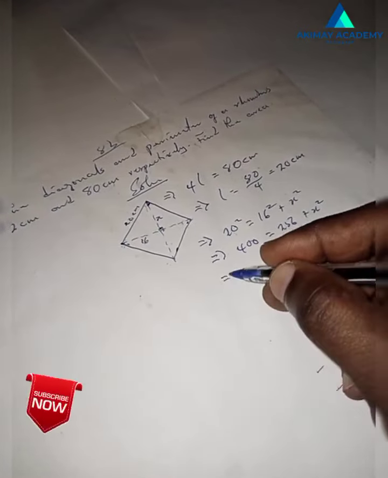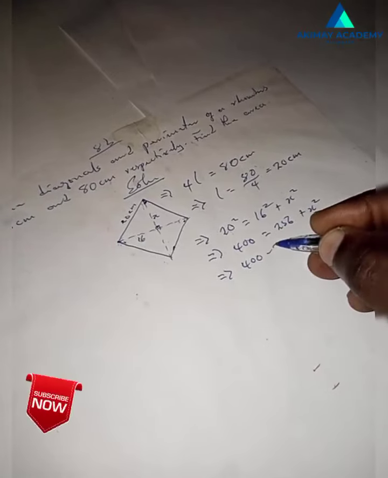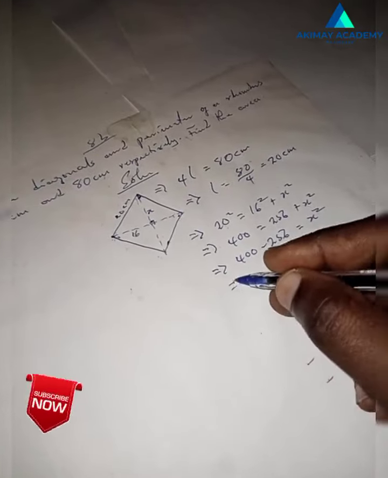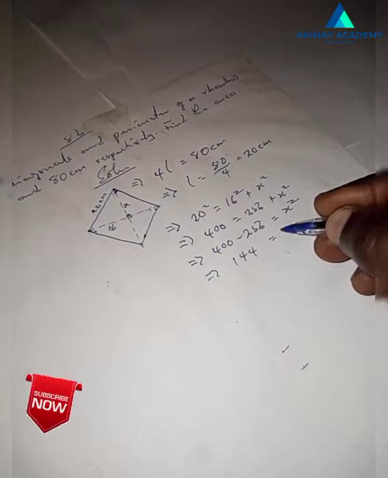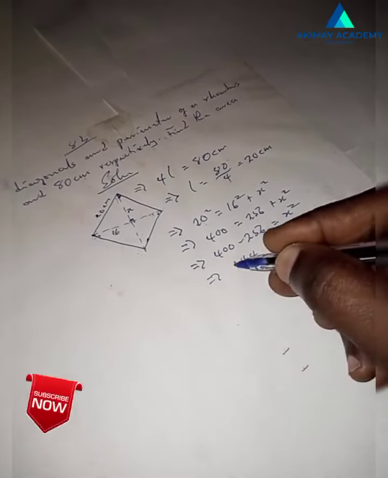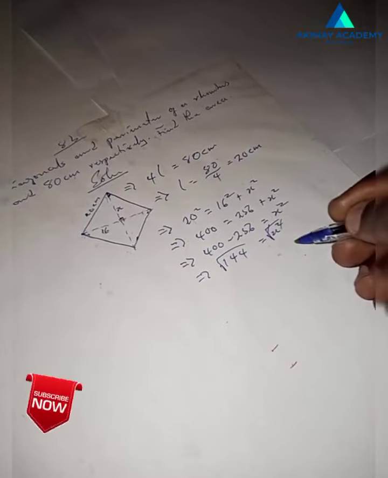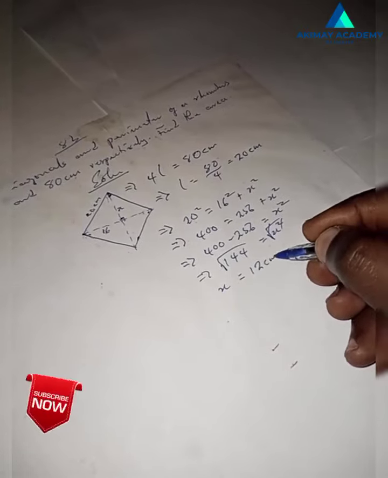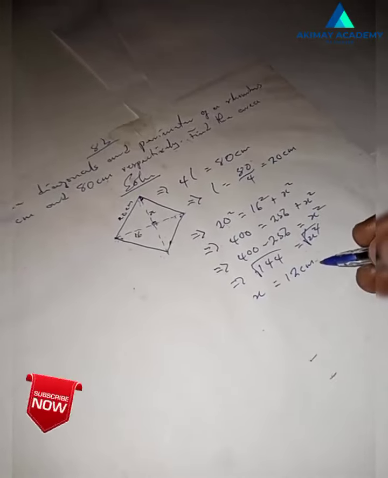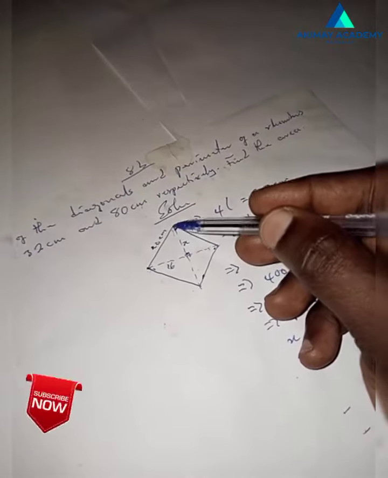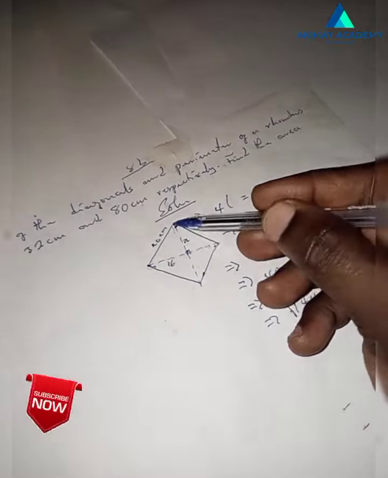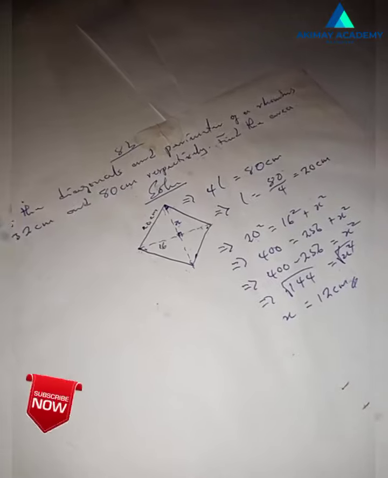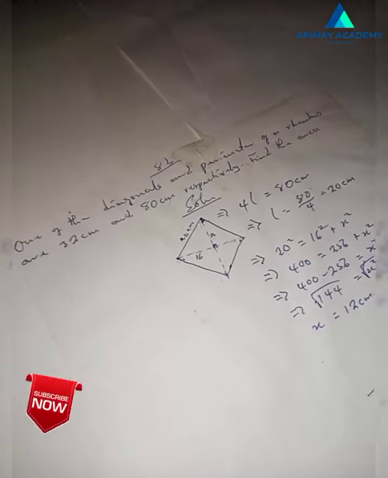So we send this one to the other side. Then we have 400 minus 256 equals x squared. Then we have 144 equals x squared. Then we take the square root of both sides, so this will cancel this one off. Then our x will be equal to 12. 12 centimeters over here. So it means this section from the top to the center is 12. So what will be the entire length? 12 plus 12, making 24.